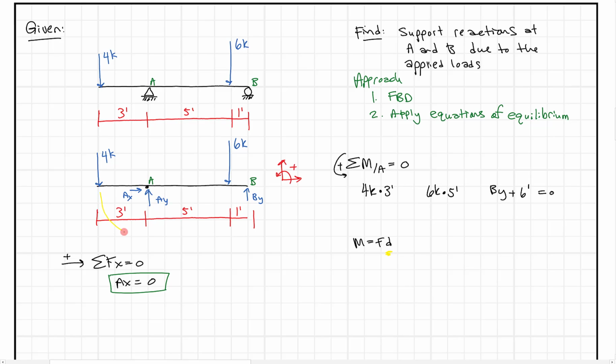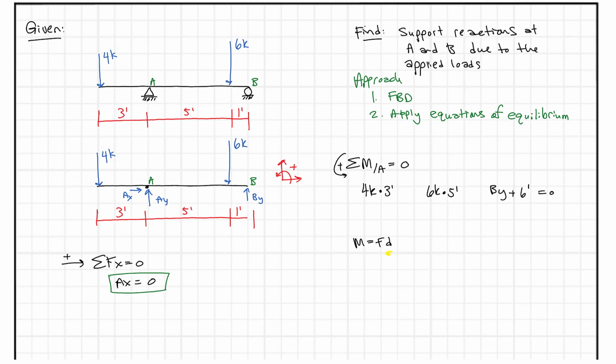Well, what's going to happen is your paper is going to want to rotate this way around point A. That way is the same way as we're saying our positive sign convention is. So typically what I like to do is anything that causes counterclockwise rotation about the point. That 4 kips is going to cause this beam, if BY wasn't there and 6 kips wasn't there, to rotate in counterclockwise fashion. We say that is positive.